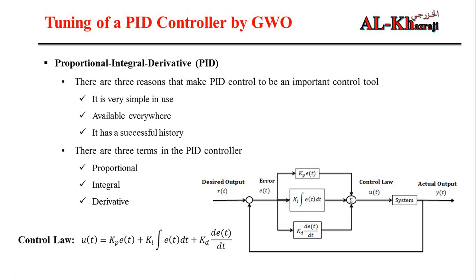And it has three terms: the proportional, which is the KP just multiplied by the error, the integral, the tuning parameter KI or the gain, multiplied by the integral of the error, and also the KD, the derivative part, which is we multiply the KD by the derivative of the error. So this is the control law of the PID controller: KP e of t plus KI integral of e, plus KD the derivative of e.